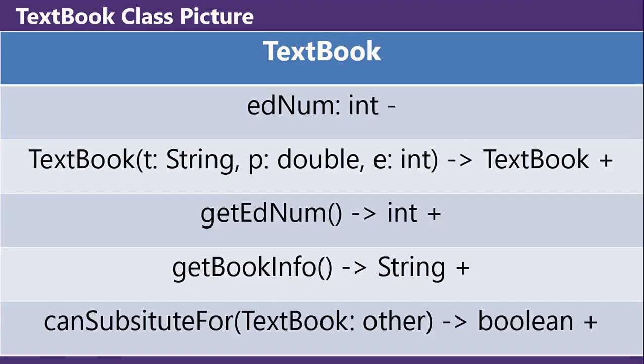For the Textbook class, you'd draw this picture. You'd have a private integer member, edition number. You'd have a Textbook constructor that takes in a String argument T, a double argument P, an integer argument E, which stand for title, price, edition number, and it will return the Textbook and it will be public. You'll have an edition number getter that will be public, and you'll have a getBookInfo getter that will return a String and be public. And then finally, you'll have a canSubstituteFor method that will take in a Textbook argument that's the other Textbook and will return a boolean, and it will also be public.